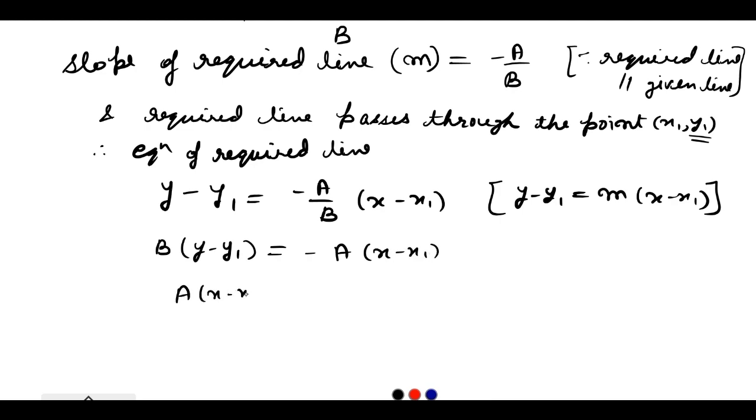A(x − x1) + b(y − y1) = 0. यही हमें प्रूव करना था.